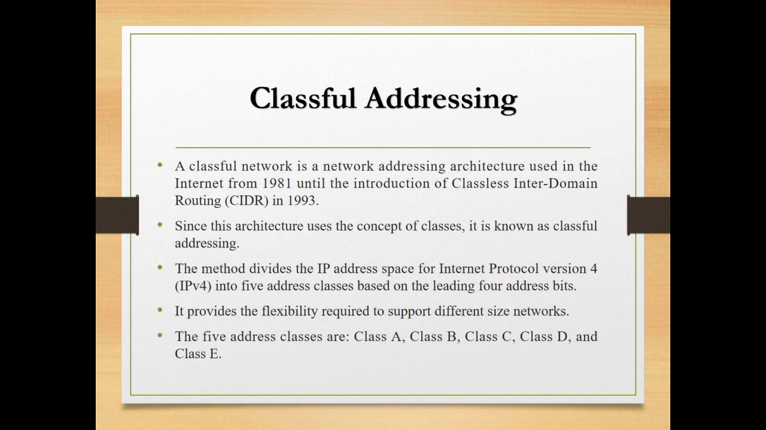Now let's see what is classful addressing. A classful network is a network addressing architecture used in the internet until the introduction of classless inter-domain routing, or CIDR. Since this architecture uses the concept of classes, it is known as classful addressing. The method divides the IP address space into 5 different classes. This provides the flexibility required to support different size networks. The 5 address classes are class A, B, C, D, and E.